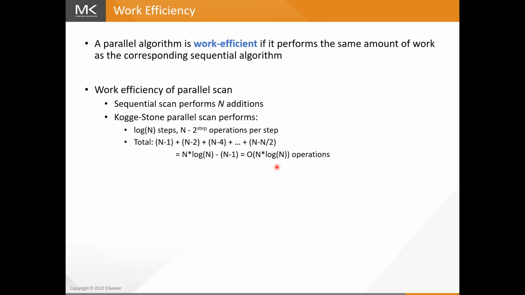Okay, we are performing more arithmetic operations in total in order to be able to parallelize the scan operation. And because of this, we say that this algorithm is not work efficient. Okay, now what's the problem with an algorithm being not work efficient?